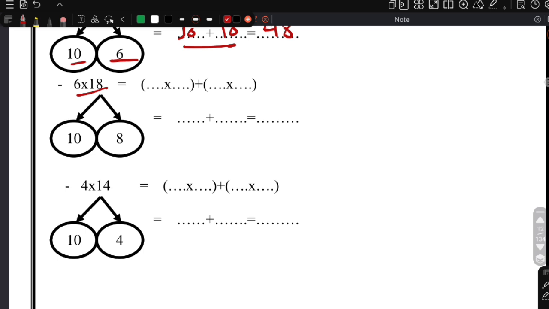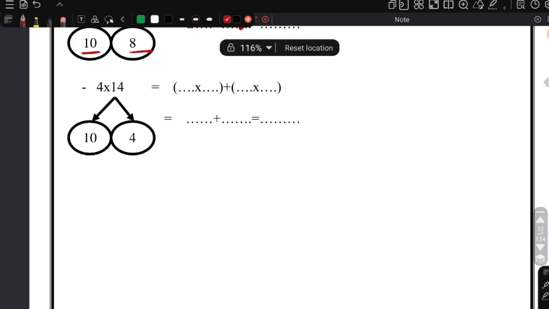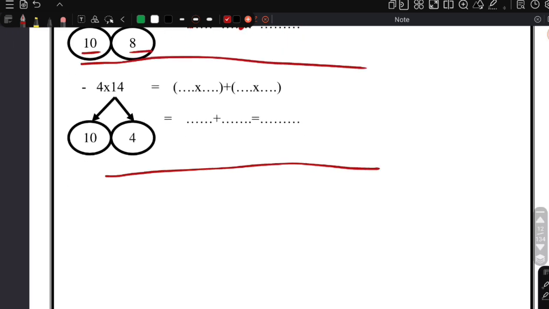6 times 18. Okay, 6 will be the same, as we see. And 18 is split into two numbers, 10 and 8. So 6 times 10 will be 60. 6 times 8 will be 48. So the result of adding these two numbers will be 108. Okay? You can test yourself by solving this problem.